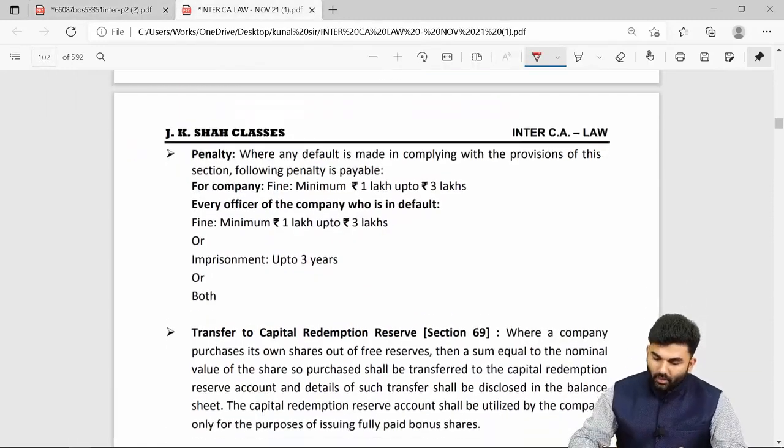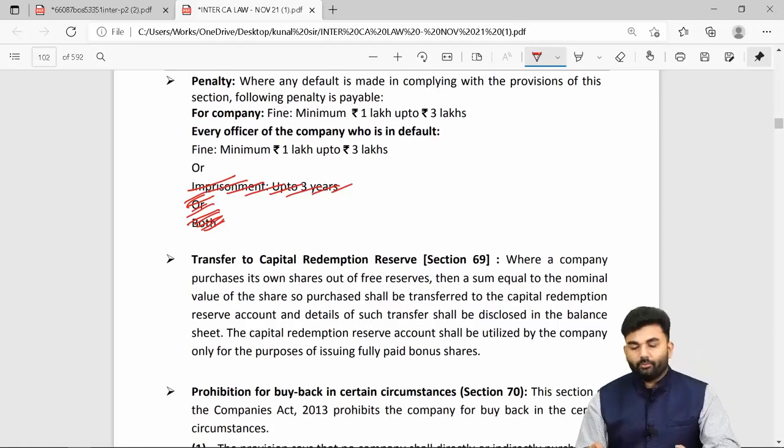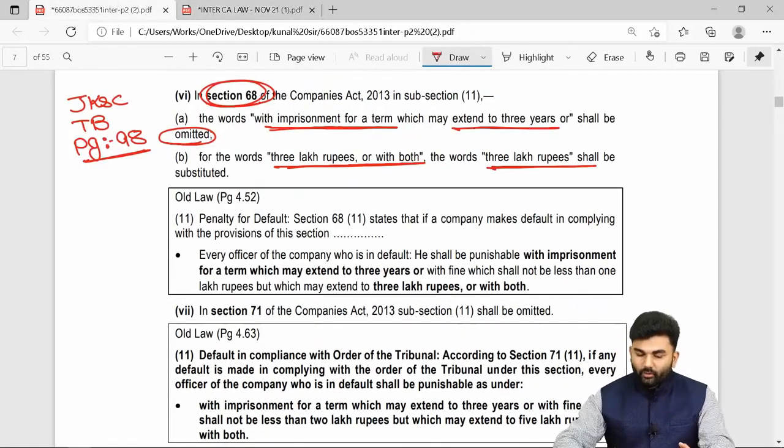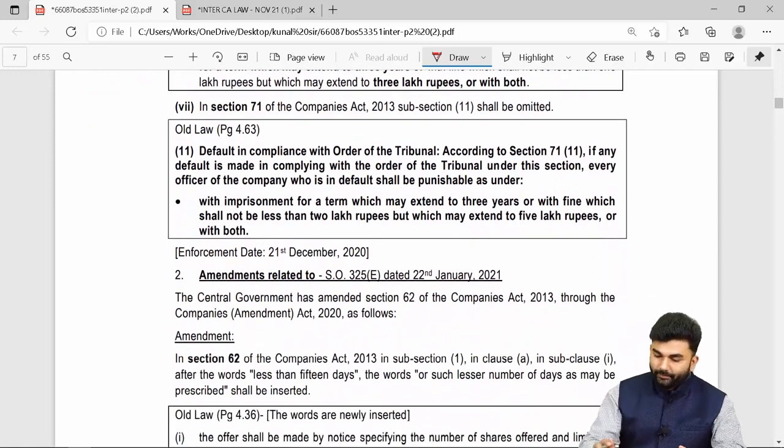Okay. Over here, the penalty towards the imprisonment part has to be removed, and the words "or both" have to be removed. So over here there is only and only a monetary penalty.